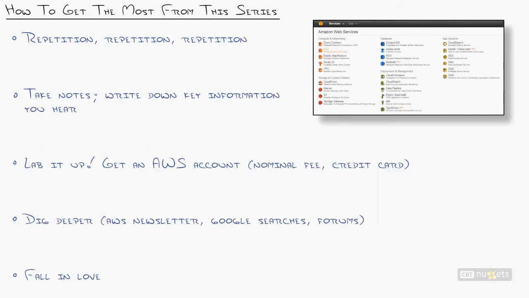Okay, so let me wrap this up by telling you how to get the most from this series. And these techniques will help you not only get the most from this series, but from anything. If you're at home reading a book on marriage, I'm going to tell you how you can get the best from that book on your marriage, especially this last one right here. Fall in love.